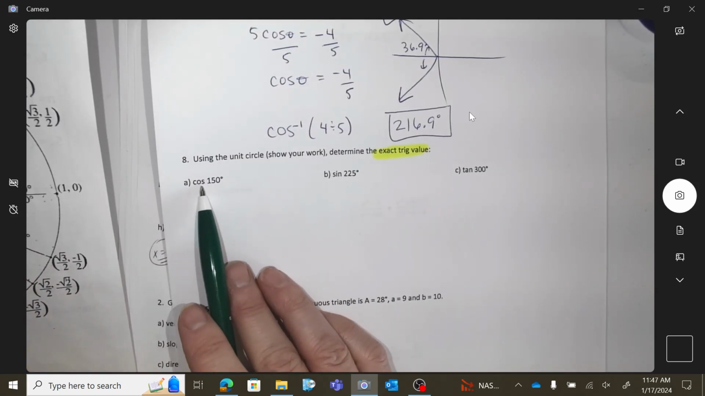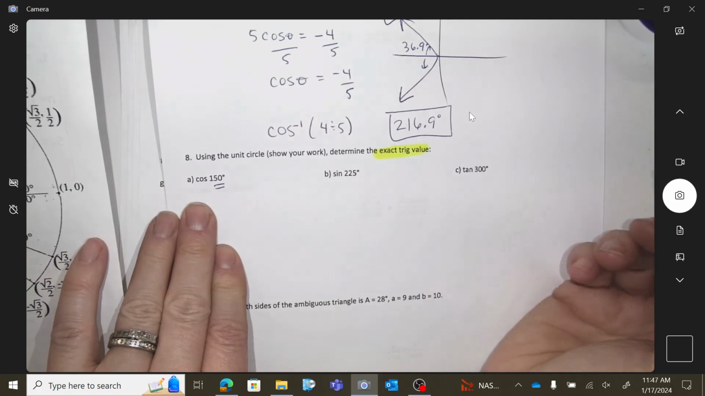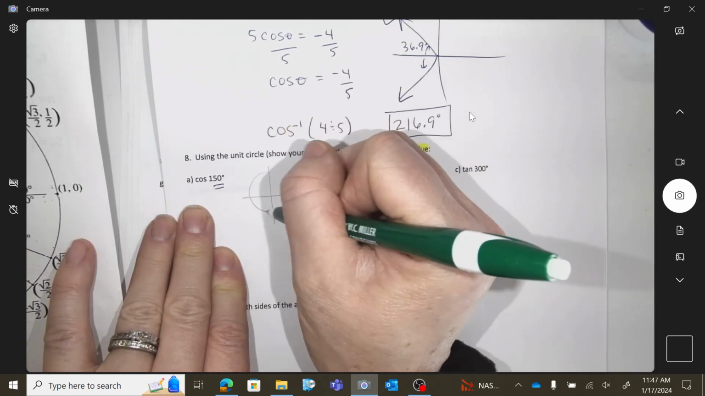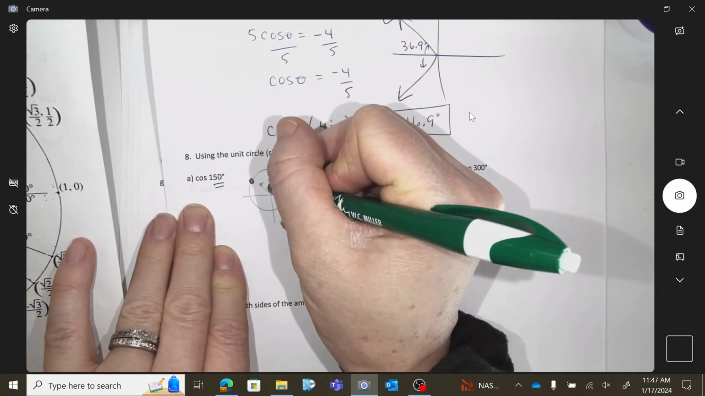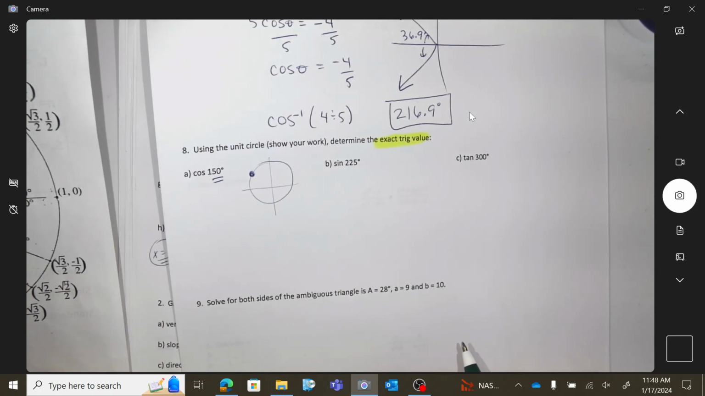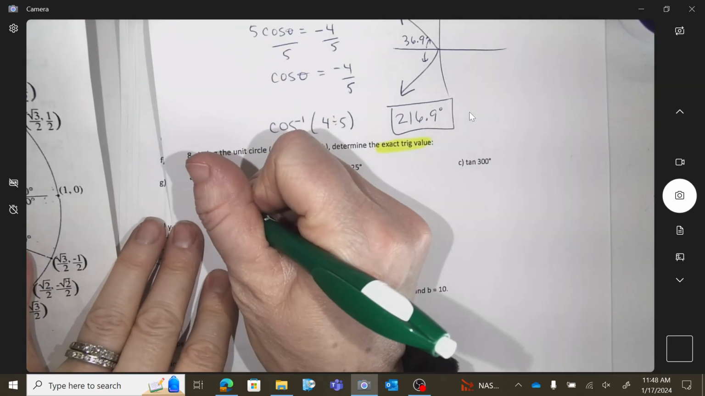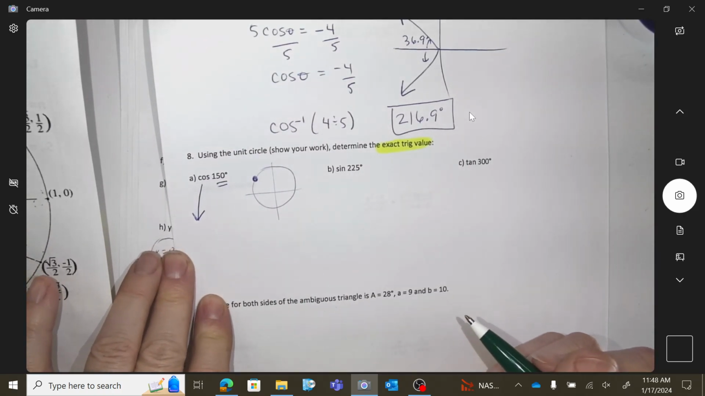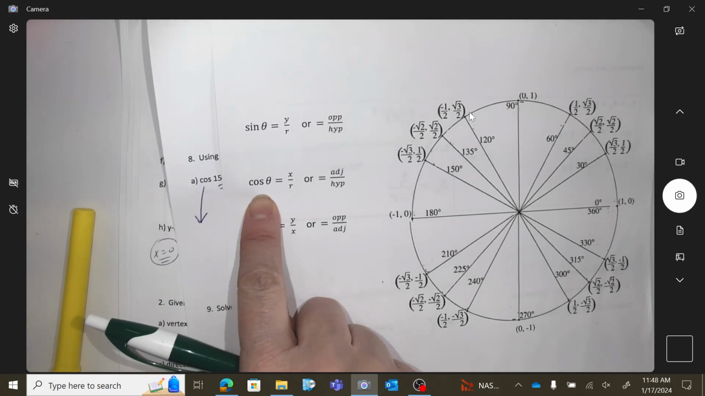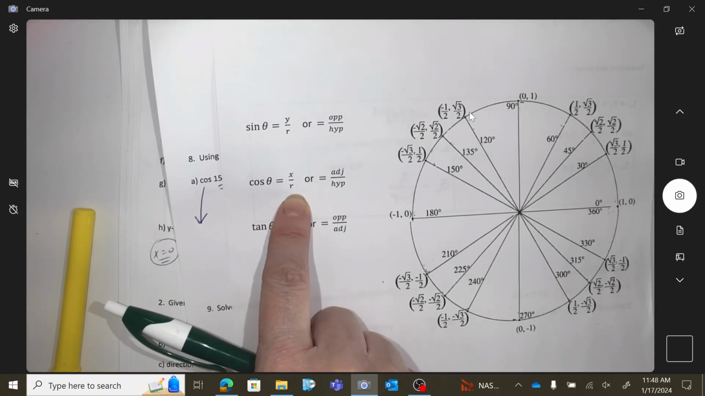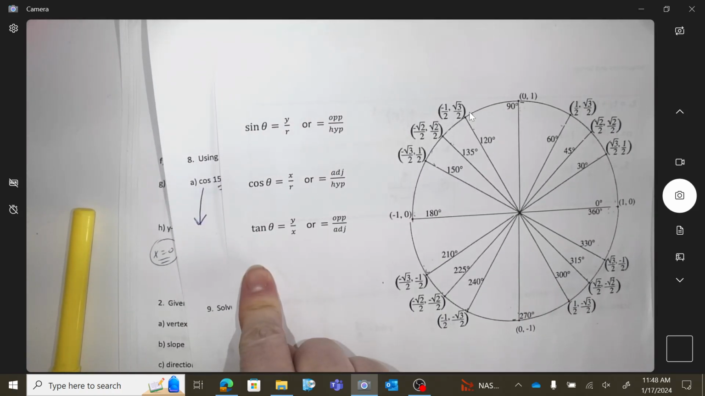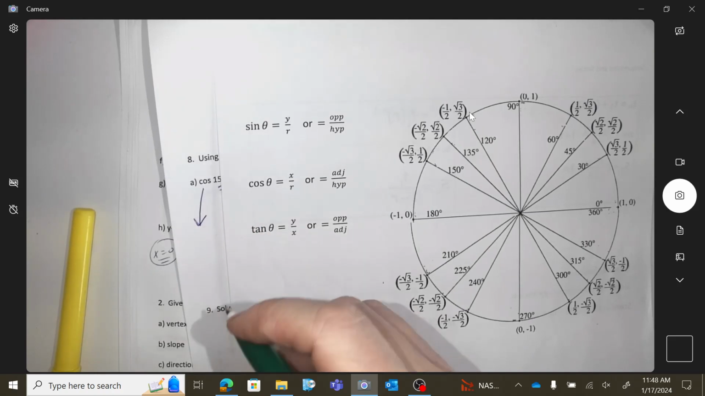Okay, so I'm going to figure out where this is on my formula sheet. So you look at your unit circle, 150 degrees is over here. And cos. I also have this. How do I ever figure out cos? X over r, adjacent over hypotenuse. This is on my exam. I have this in front of me. X over r.